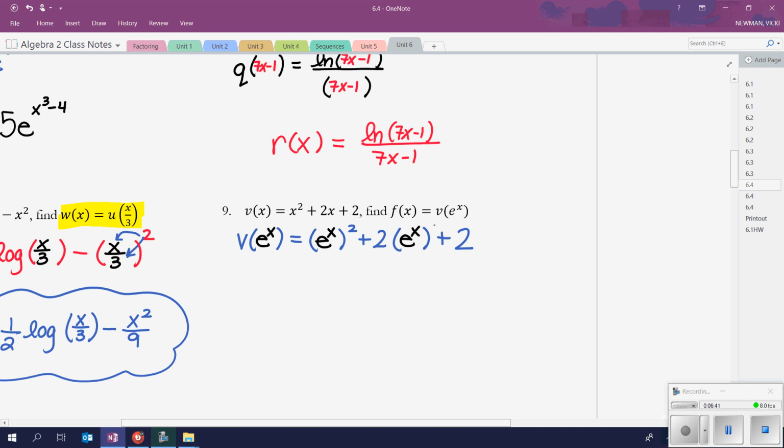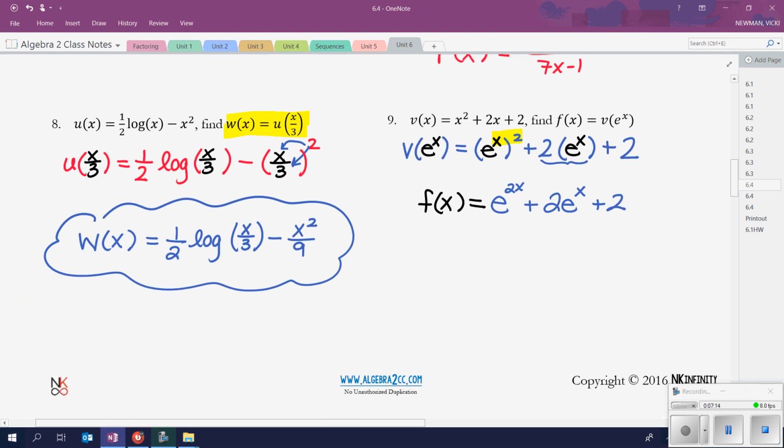Okay. It's said to call it f of x, so f of x is equal to, now if we have e to the x squared, that's a power to a power, so we multiply e to the 2x plus 2e to the x plus 2. Really not that crazy, it's just uncomfortable because you're replacing a single x with an expression that also has an x in it. So it does take some getting used to.